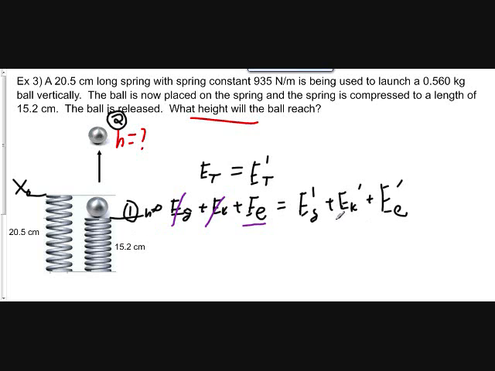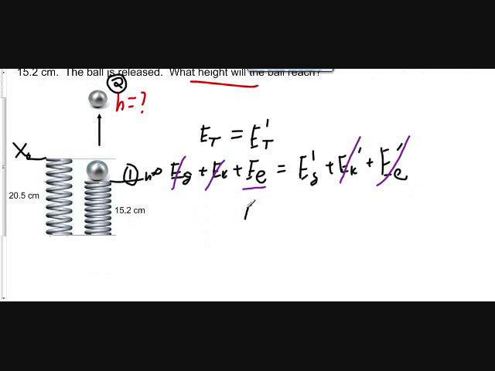Conversely, for the primed versions, the spring isn't compressed or stretched anymore, so I can kill off this one. And we want the maximum height, so that means kinetic energy there would be 0. So again, by some careful choices of our reference levels, we've simplified our problem substantially. And we're just saying the elastic potential energy initially is equal to the gravitational potential energy finally. So 1/2 kx squared equals mgh prime.